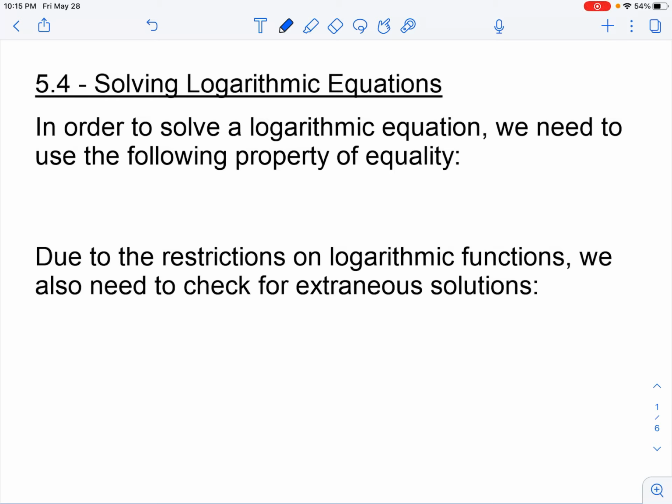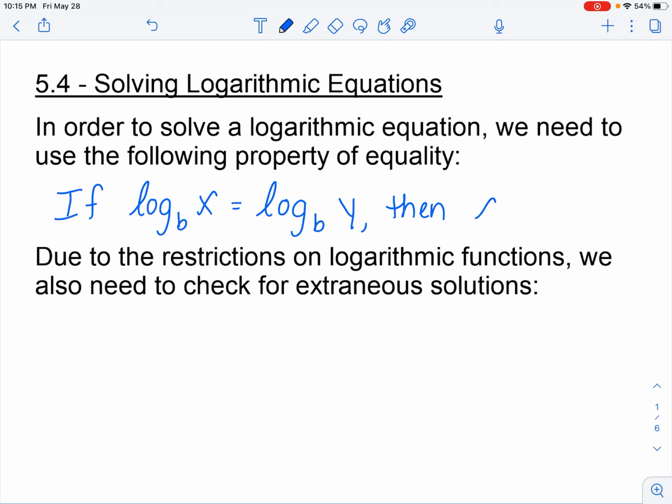Okay, so for section 5.4, we're going to take a look at how to solve a logarithmic equation. In order to do that, we need to use the following property of equality. If we have log base b of x equal to log base b of y, then x must be equal to y.